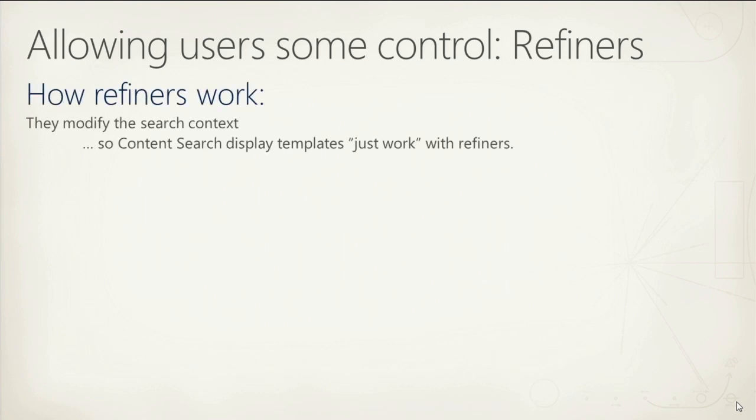Well, the cool thing about refiners is that they use the search context that Ethan just told us about. So there's a couple cool things that are a result of that. One, our content search display templates just work. So if you've written a custom display template, you don't have to be concerned at all about whether or not it's going to work with refiners. It just will. Because all the refiners are doing is modify that search query much the same way that Ethan modified it for the infinite scrolling demo. So that's one thing that you don't have to worry about as you're building them.